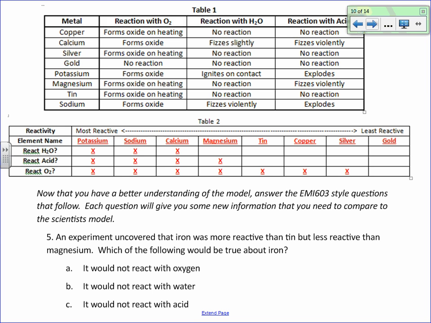All right, so if it's more reactive than tin, is it to the left of tin or to the right of tin? Left. So we know it's got to be somewhere that way. But it's less reactive than magnesium. So does it have to be the left of magnesium or the right of magnesium? The right. So we know it's got to be somewhere then in here. What do we know for sure then about iron?